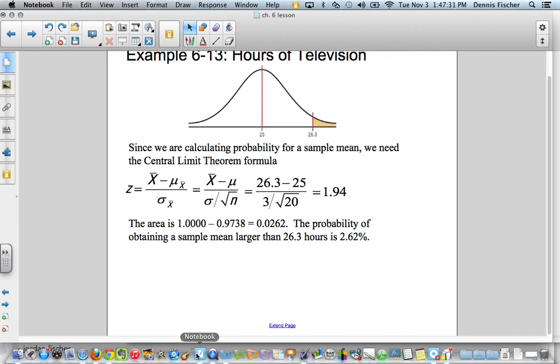Okay, so what we need to do is find our z-score. Notice that we put in here what our mean is. Our mean here is 26.3, from our original problem, you've got the notes in front of you, minus 25. 26.3 is what we're looking for, and 25 was our average, divided by sigma x bar, which means standard deviation divided by the square root of n, so 3 divided by the square root of n.